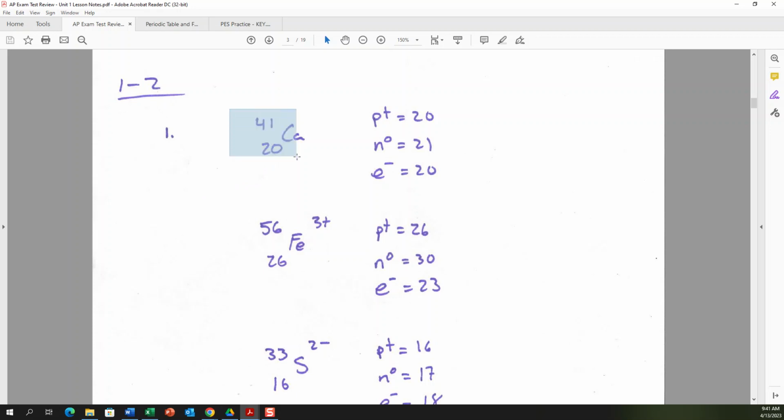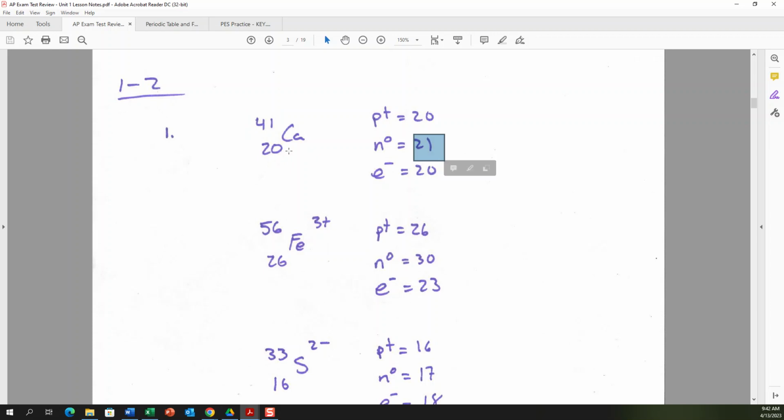And so basically, if you get something in isotope notation, be able to tell me how many protons, neutrons, and electrons there are, right? This number is the mass number, it's protons plus neutrons. This number here is always the atomic number, it's the number of protons. So if in this atom of calcium I got 20 protons, atomic number 20, and I do 41 minus 20, I get the number of neutrons, 21 in this case.